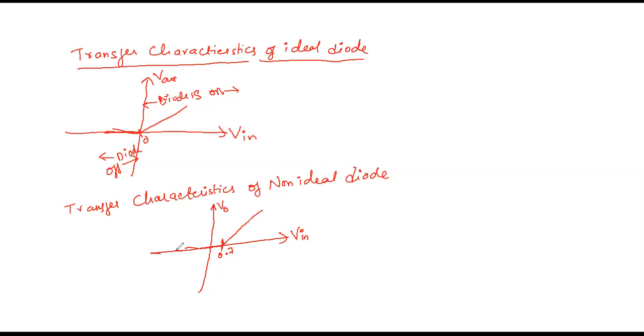So during the negative half cycle, the diode is off, so it will be like this. The diode will start to conduct from here. Here the diode is on. Okay, during this period, the diode is off. Okay, so this is the transfer characteristics for a non-ideal diode. Is it clear, everyone? Okay, all of you understand the series negative clipper.